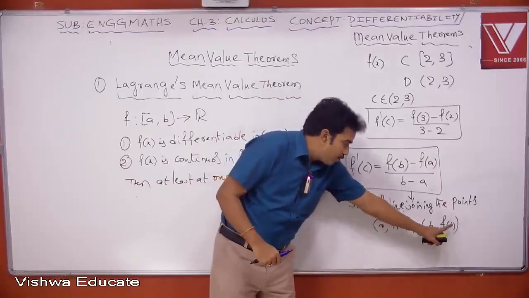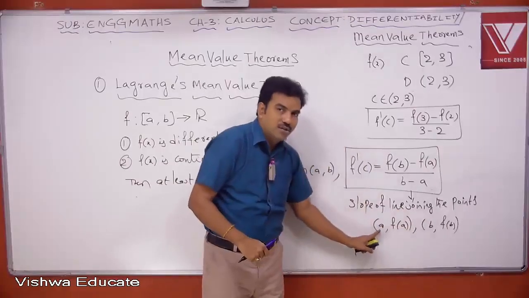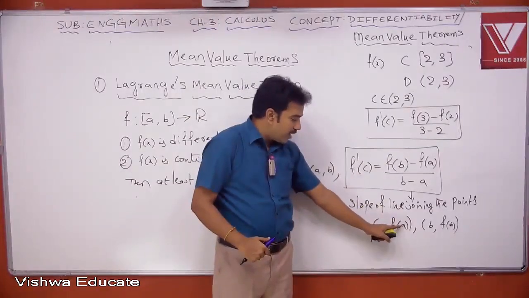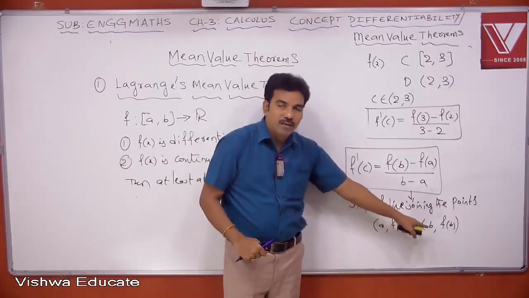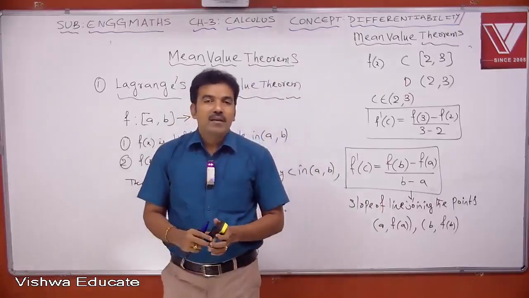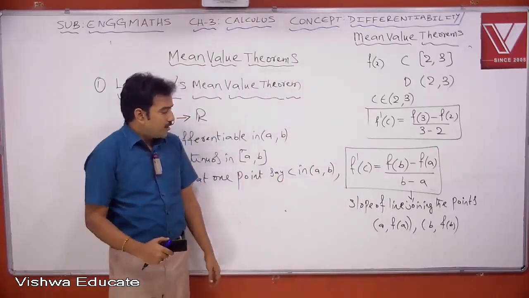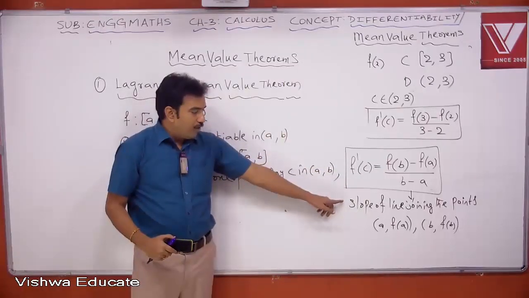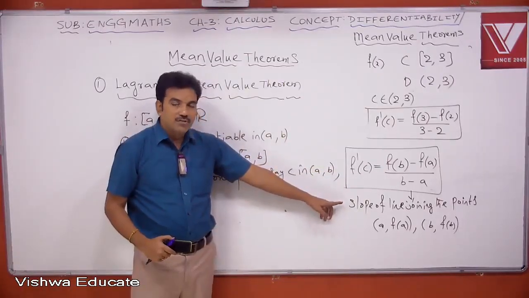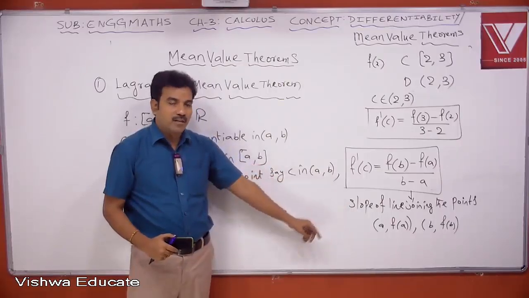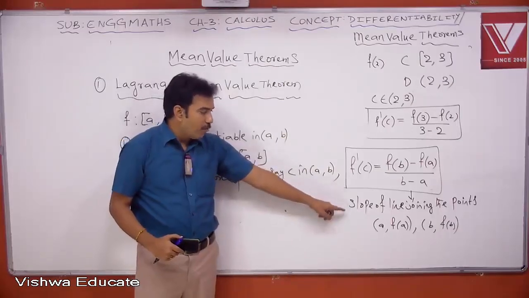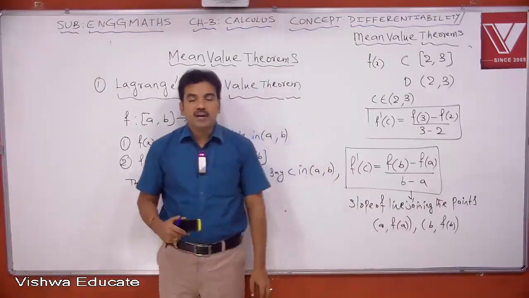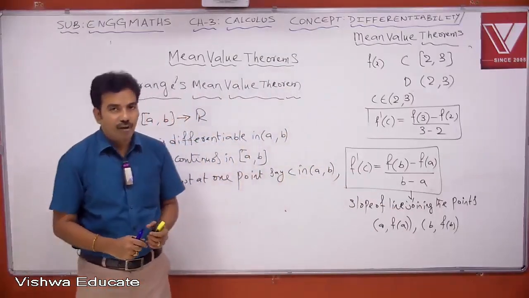You find the slope: y2 minus y1 divided by x2 minus x1. Therefore here f dash of c is the slope of the line joining the points a comma f of a and b comma f of b. Note here f dash of c represents the slope of the line joining the points a comma f of a and b comma f of b.